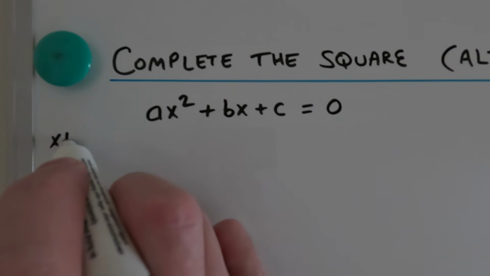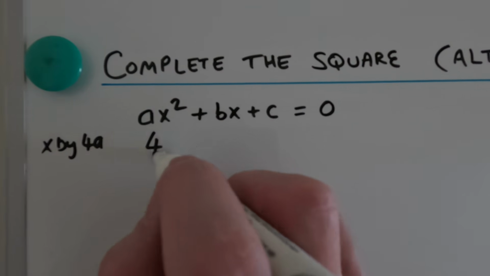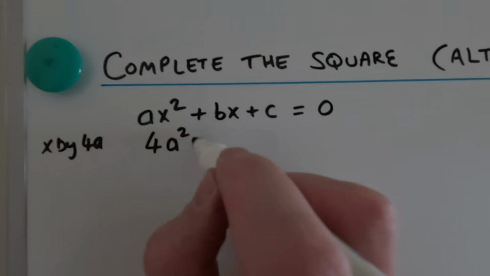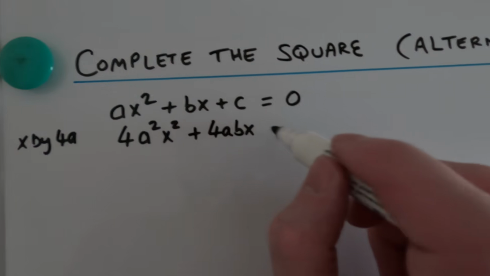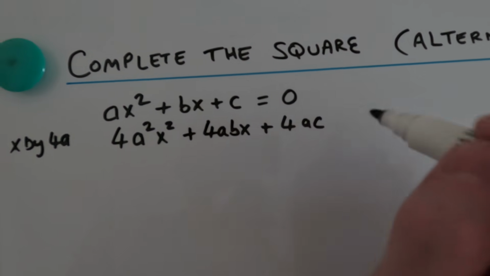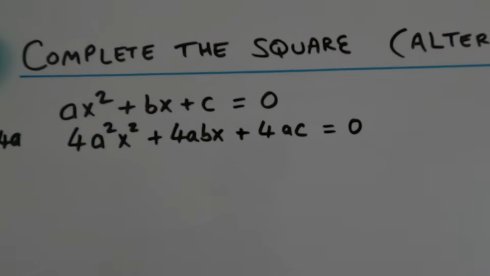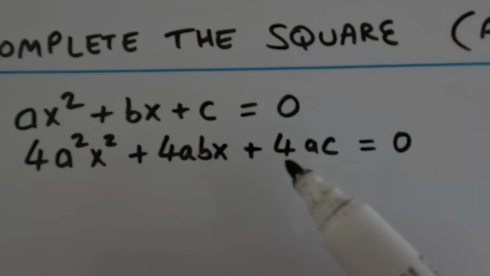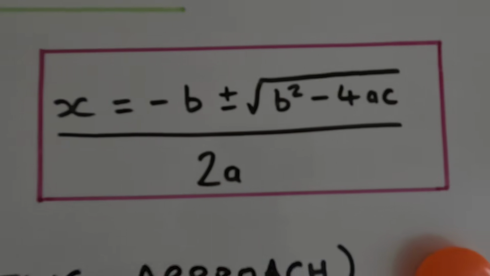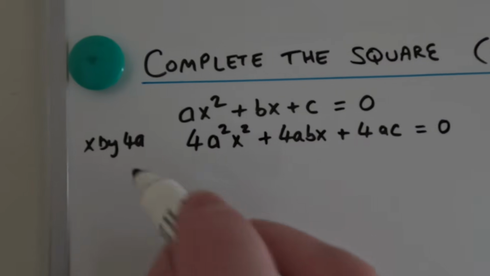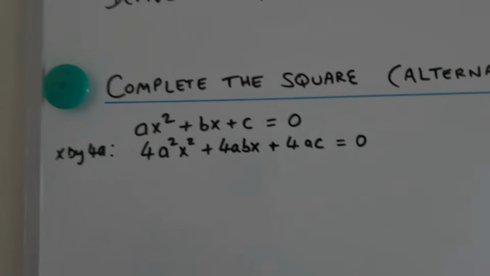So I'll just write it in small on the left. Okay, and that'll give us 4a squared x squared plus 4abx plus 4ac equals 0. And already, do you notice something about this? Already the 4ac is appearing here. And you'll notice there's a 4ac in the formula. Okay, but let's not get too excited just yet, but at least that's a good positive indication.